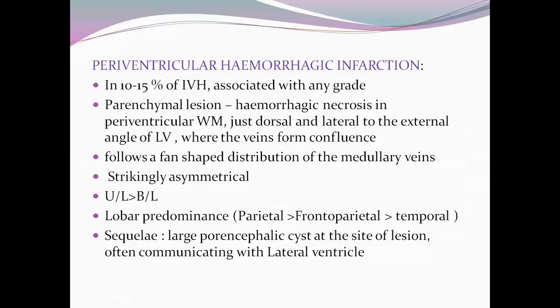And periventricular hemorrhagic infarction has been observed in 10 to 15% of IVH, associated with any grade of IVH. Previously, it was thought to be grade 4. Now it is a separate entity, and is a parenchymal lesion due to hemorrhagic necrosis in the periventricular white matter, just dorsal and lateral to the external angle of lateral ventricle, where the veins form a confluence.